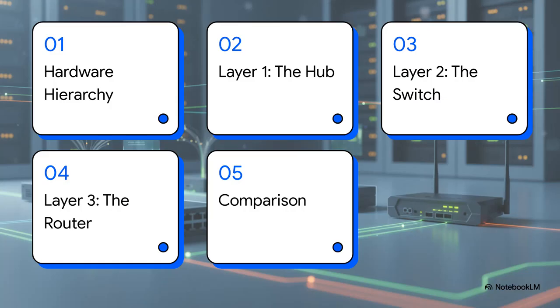Okay, let's dive into this. Here is our agenda for today's explainer. First, the OSI hardware hierarchy. Second, Layer 1, the hub. Third, Layer 2, the switch. Fourth, Layer 3, the router. And finally, a head-to-head comparison.